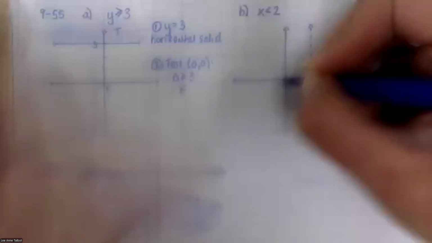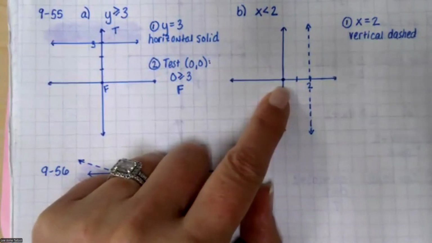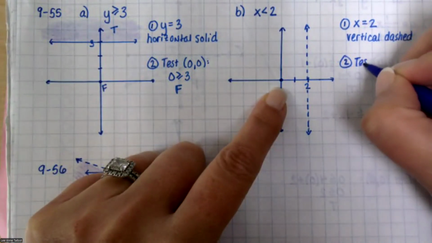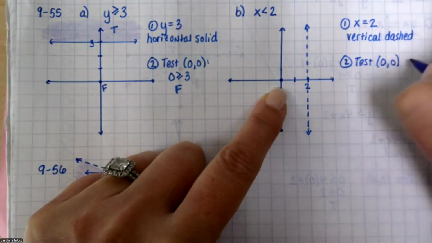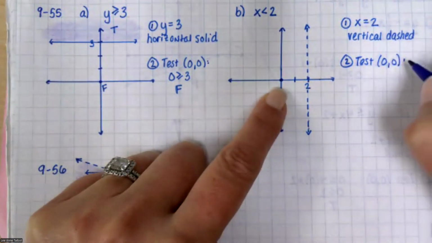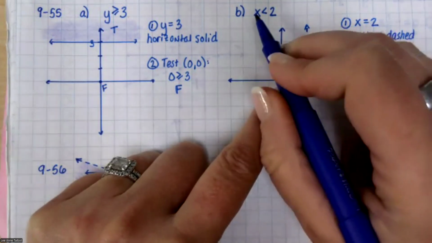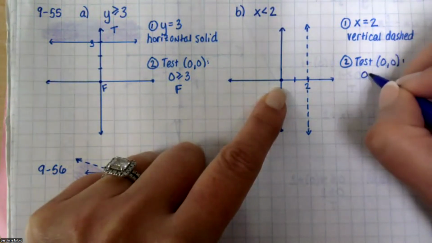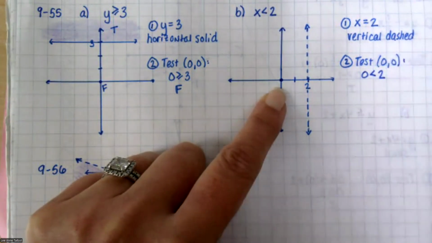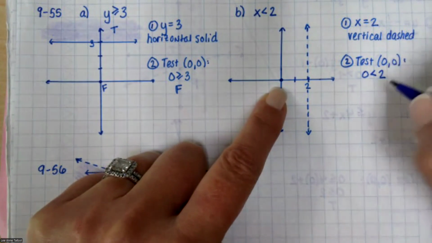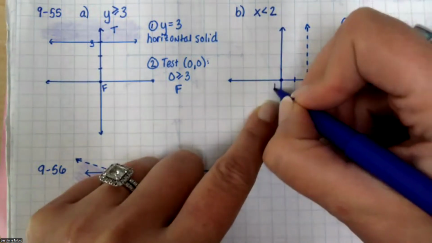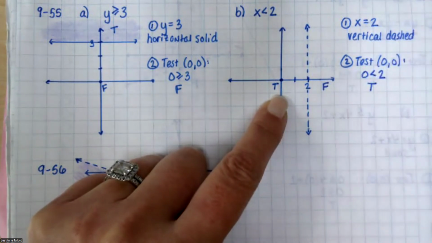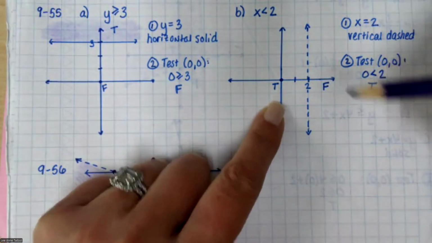Okay, and 0, 0 is fine to test because it's not on my dashed line. So again, it's going to feel a little weird because I'm just going to plug into the x and not the y also, but that's okay. 0 is less than 2, which is true. So I'm true to the left of the dashed line and I'm false to the right of the dashed line.